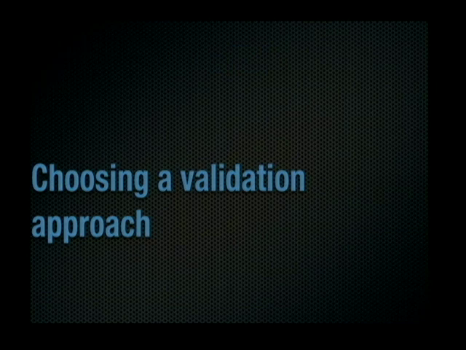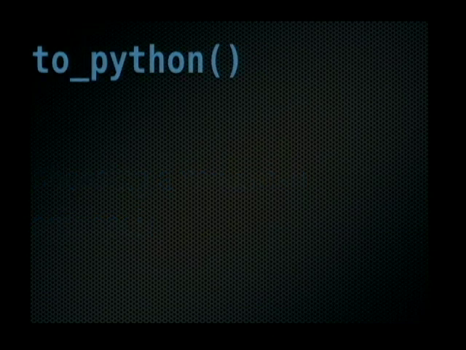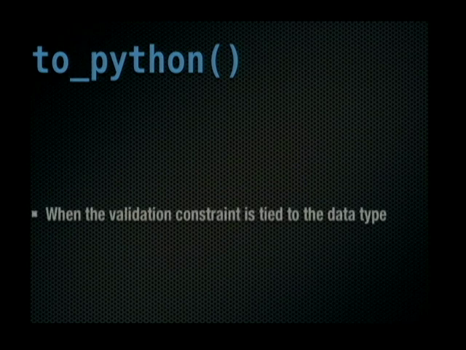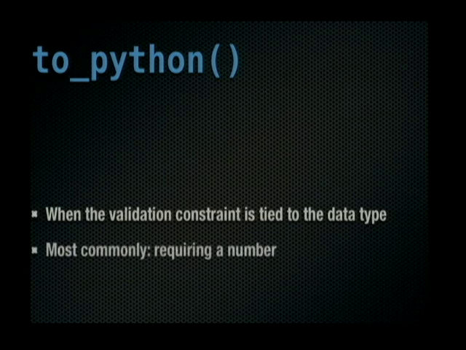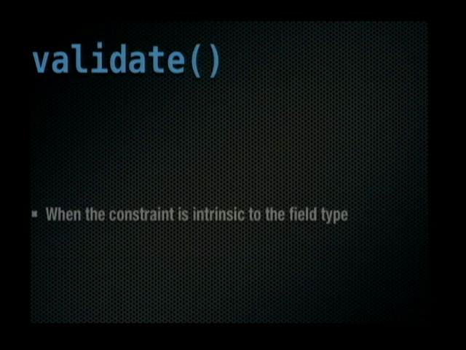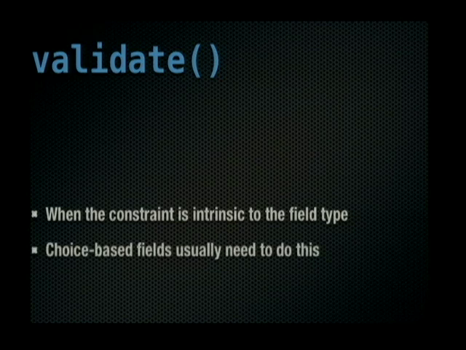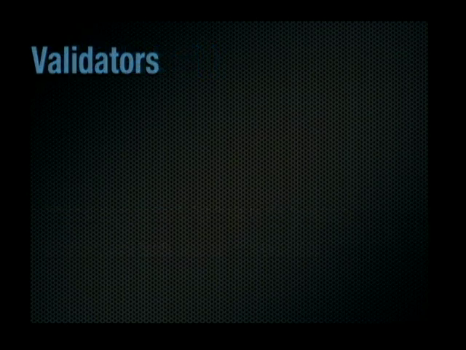Which raises a question of what validation approach do I want to use? Use the toPython method of the field when validation constraints are tied to your data type. Usually this means data types that are a number or a type of number, and it's whether you can convert it to the appropriate type that makes it valid or not. Validate is something you want to use when the constraint is intrinsic to the type of field you're looking at. Usually this is choice-based fields where you need to validate that what you got was a valid choice.